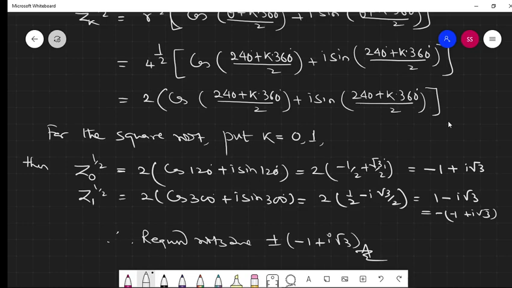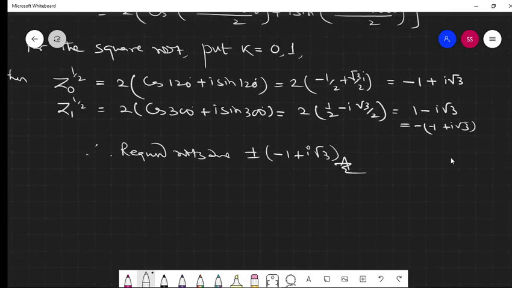In this way we can find the square root using de Moivre's theorem. Now we have to move to the next question, finding the cube root of minus 1. Let's move to the next question.